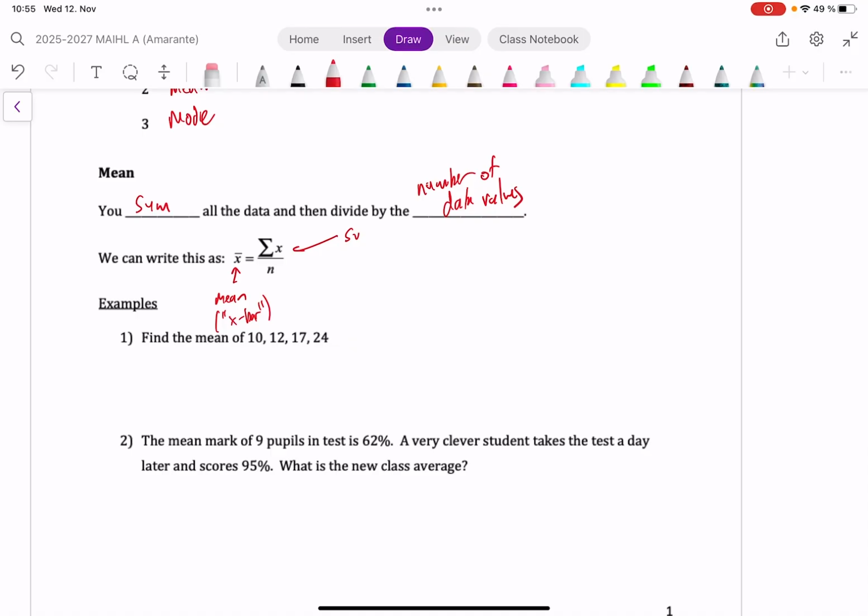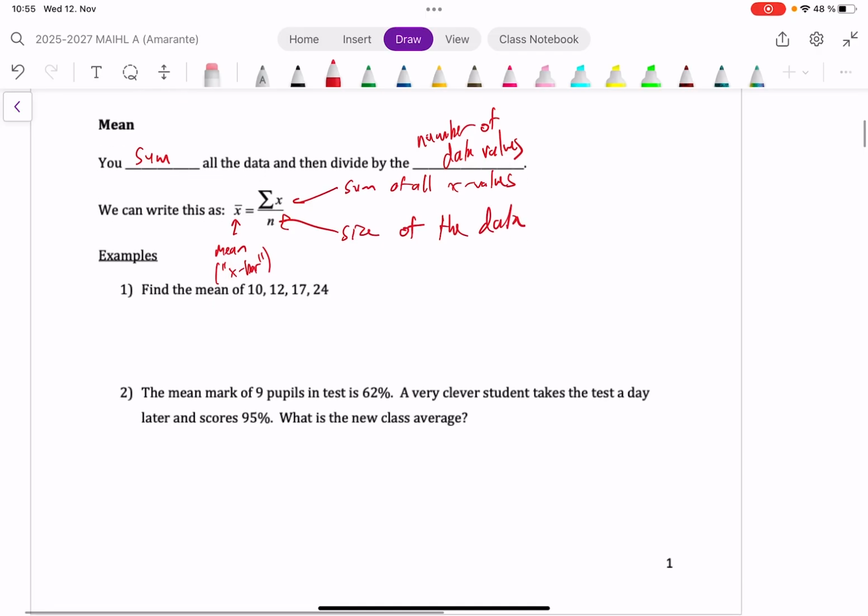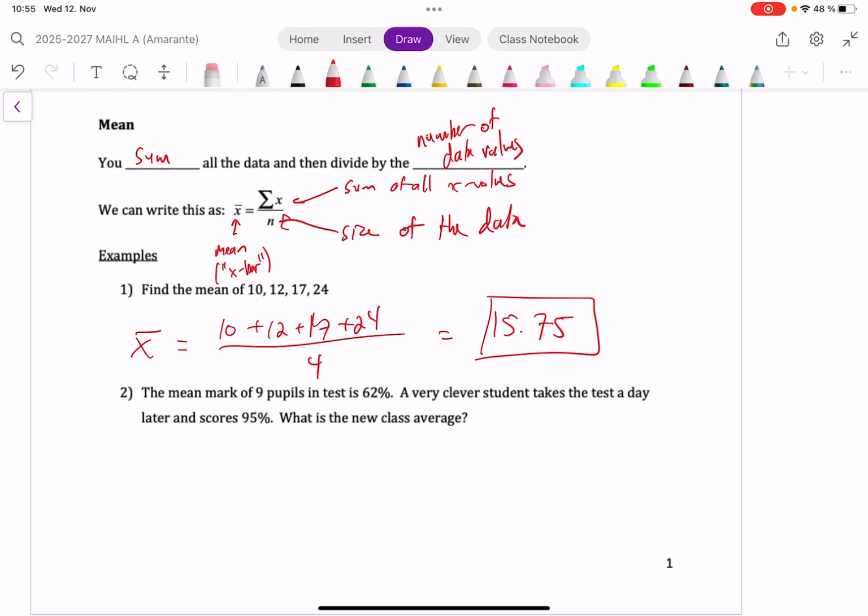With the sigma notation, this is pronounced x bar, that's how we say it. This is the symbol for mean, and it's pronounced x bar because of the bar on top. The sigma up here says the sum of all x values, so add up the x values. And this n is the size of the data. Here it says find the mean. Well, x bar would be 10 plus 12 plus 17 plus 24, and we divide it by 4. Add them up, divide by the number that there are. Very basic mean calculation. The mean of that data is 15.75.